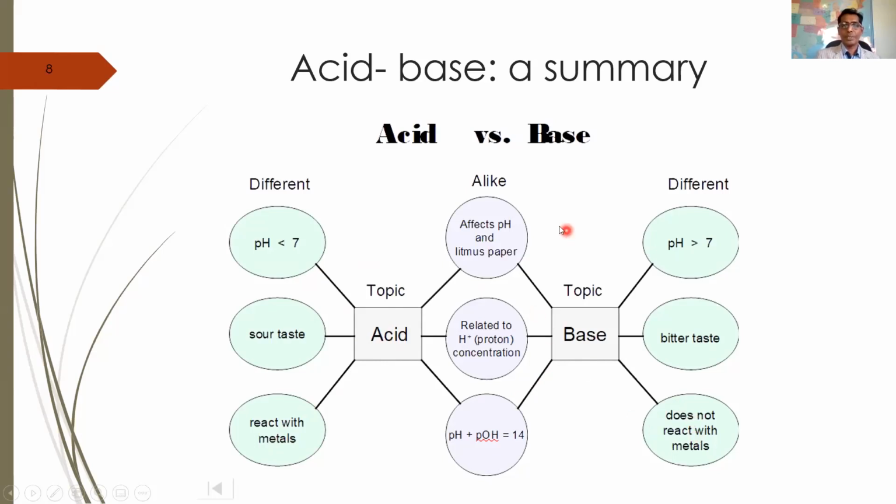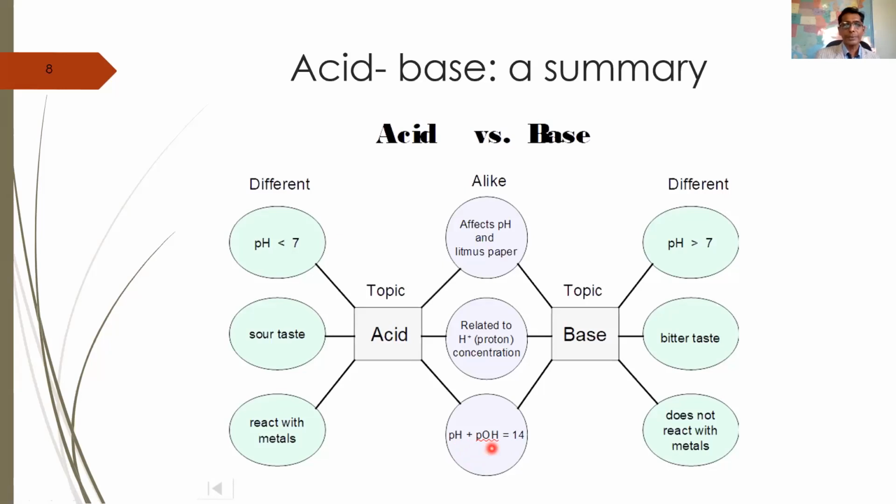And there are some things in common between acid and alkaline. They are alike in that acid and base affect the pH and litmus paper. Acid and base are related to proton concentration, and the sum of the pH and pOH equals 14. So if the pH is 3, then the pOH is 11. The measure is the same.